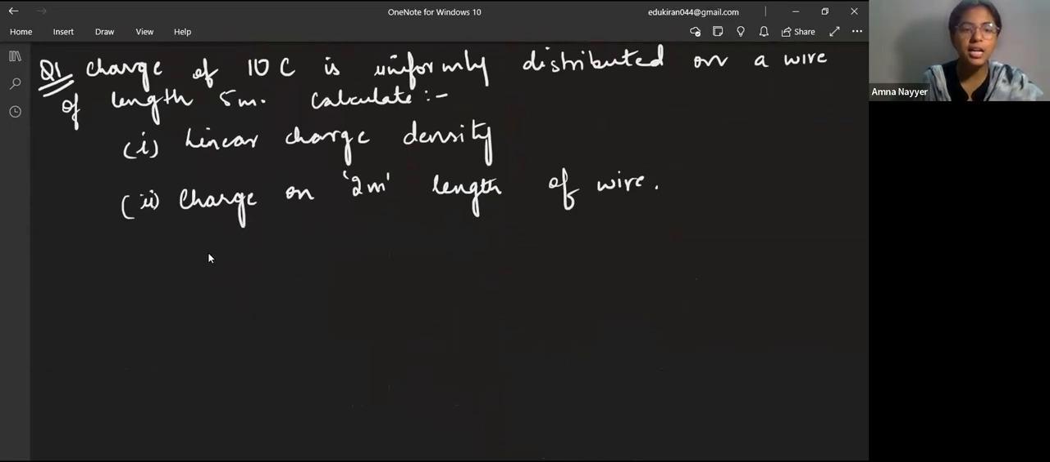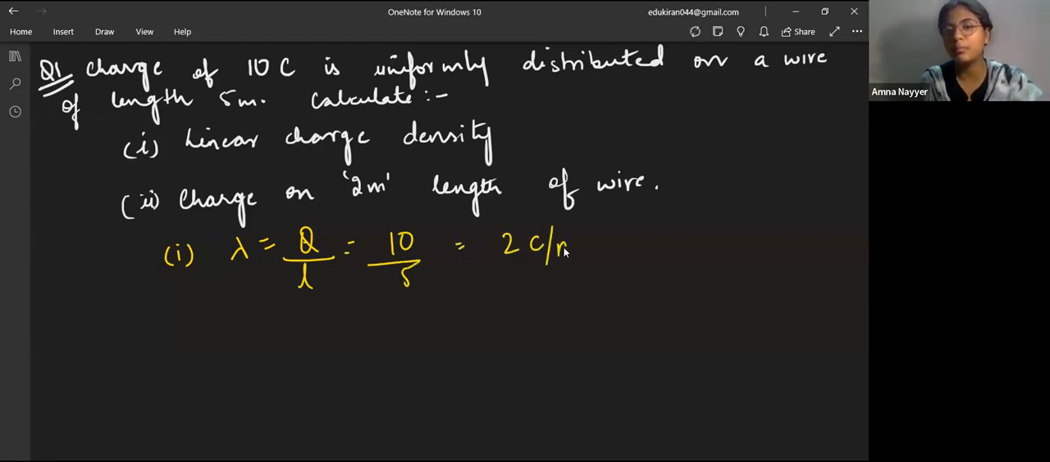So linear charge density for the first part, lambda will be charge per unit length. What is charge? 10 coulomb. What is the total length? 5 meters. So that means 2 coulomb per meter. Second part is asking what is the charge on 2 meter length of wire. This is a very baby-like question.